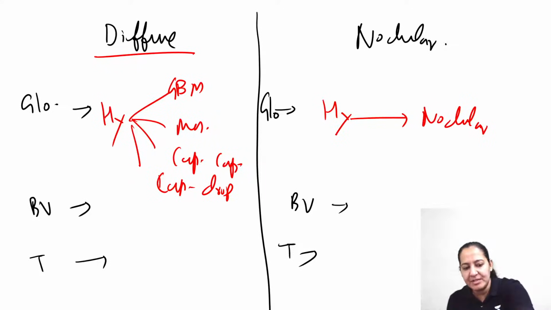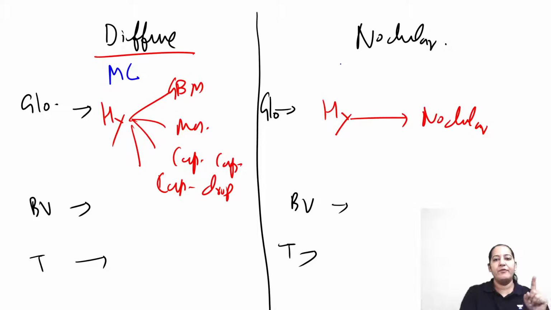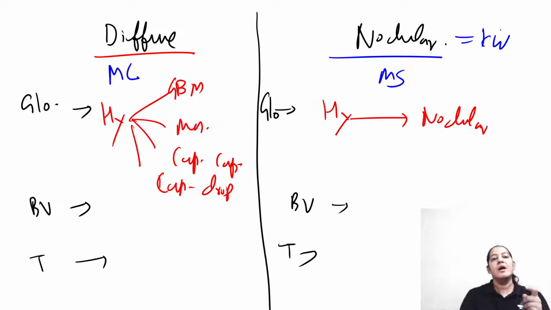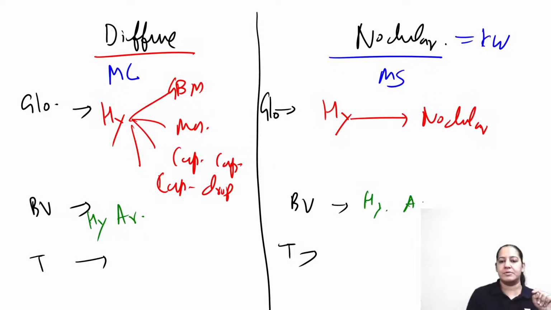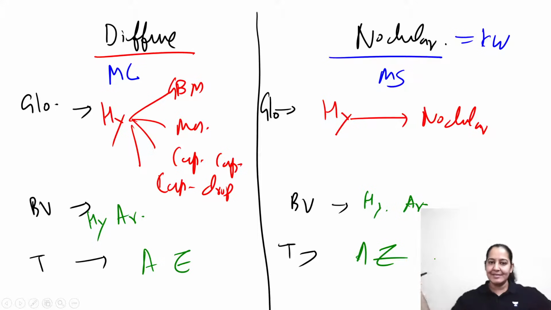If you ask me which is more common, this is more common. If you ask me which is more specific, this is more specific. It is also known as KW kidney. Coming on blood vessel. Blood vessels of both of them show hyaline arteriosclerosis. Tubules of both of them show vacuoles, that is known as Armani-Ipston lesion. That is the summary of diabetes.